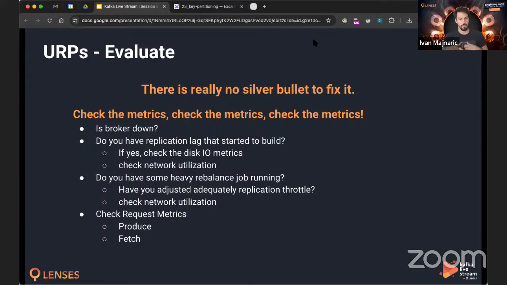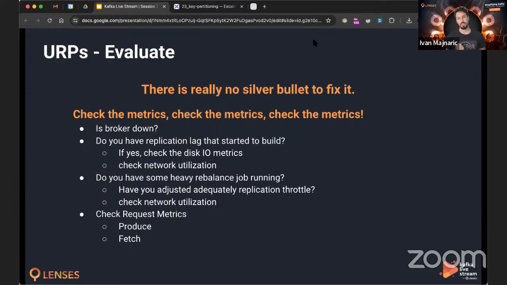Make a configuration change, or if it's a problem with your disk, try to evaluate which topics you can reduce retention on, or whether you can increase disk size at least by a little to bring up your broker and then reduce the retention.